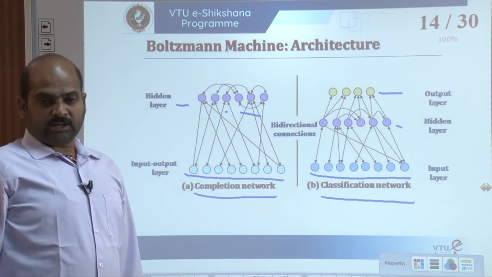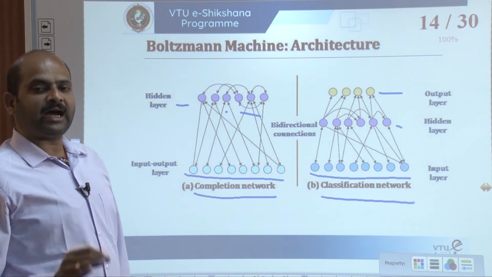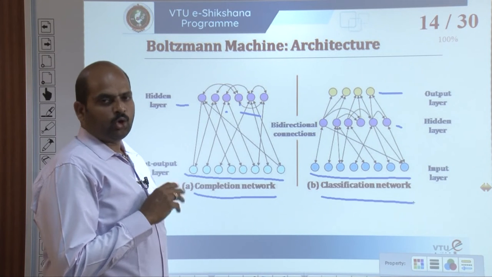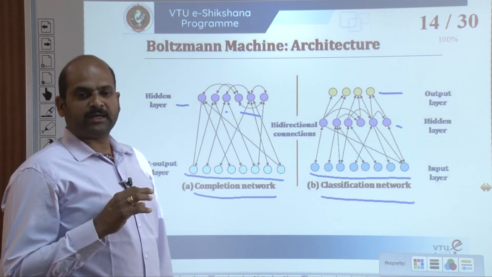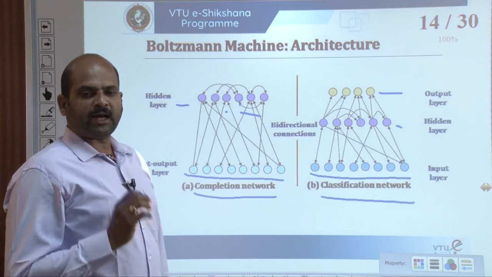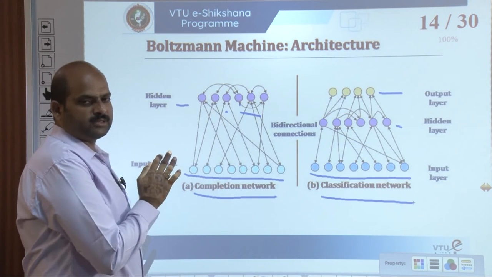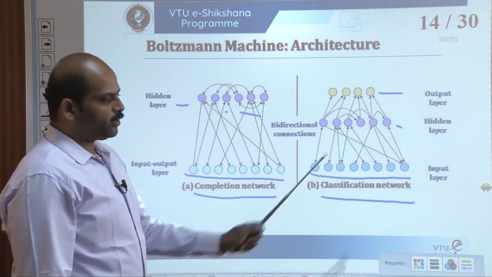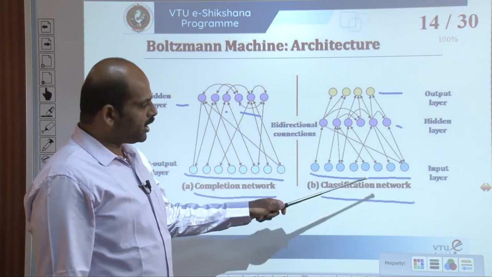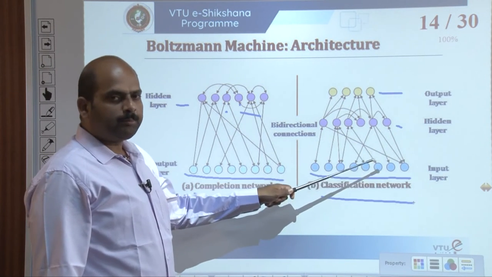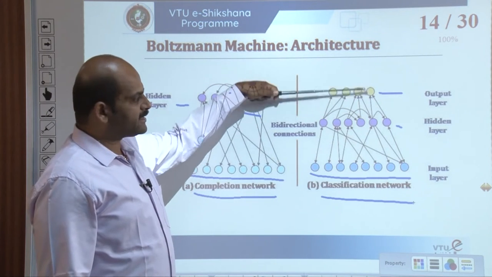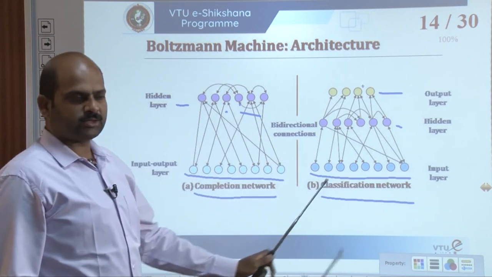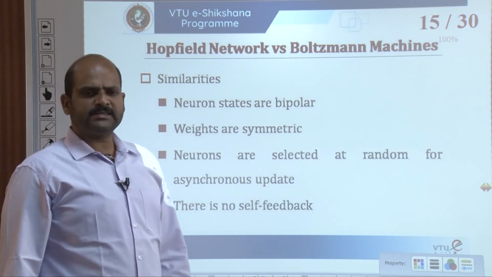Got it? So, in a completion network architecture, as we have seen in this figure, a partially unspecified vector is expected to be completed or corrected by clamping, or holding fixed, the neuron signals to a known value and allowing the remaining unknown values to be determined through a network relaxation process that is based on simulated annealing. That is the process taken over here. On the other hand, in an input-output network, the inputs are clamped to a particular value and the outputs are determined through the relaxation process. In such a way we are going to do that. This is the difference between the completion network and the classification network. Understand, guys?